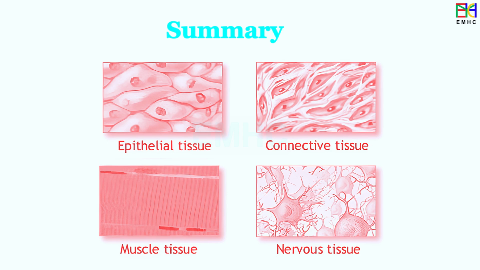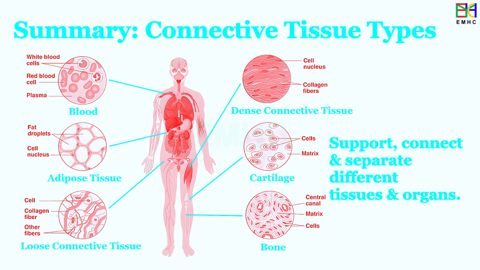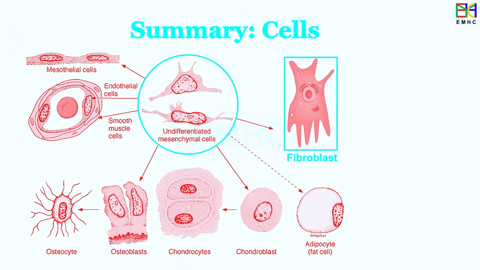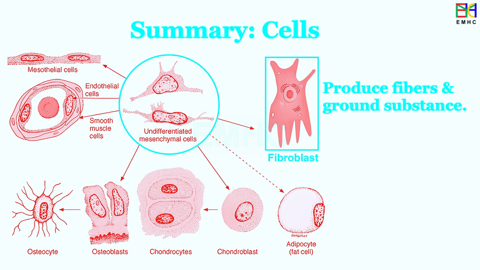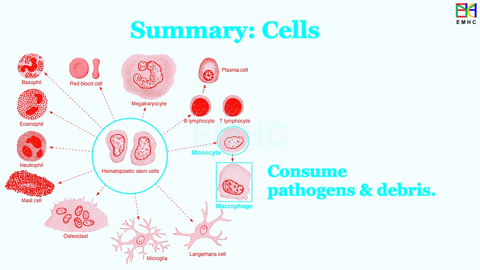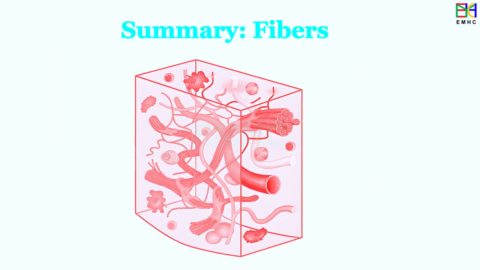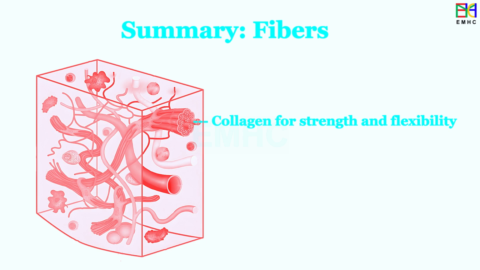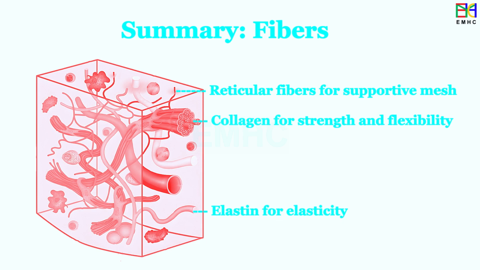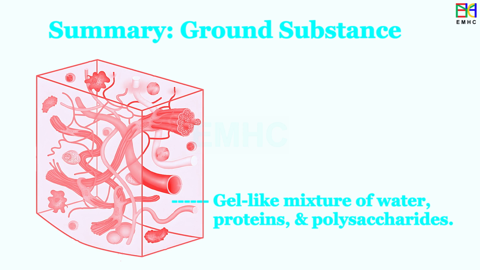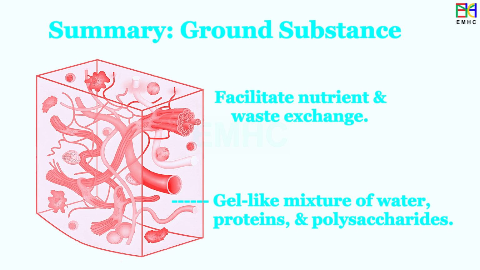In summary, connective tissue, along with epithelial tissue, muscle tissue, and nervous tissue, are diverse and vital components of the human body. Connective tissue supports, connects, and separates different tissues and organs in the human body. The primary cells in connective tissue include fibroblasts for producing extracellular matrix fibers and ground substance, macrophages for consuming pathogens and debris, and adipocytes for storing fat. The fibers in connective tissue include collagen for strength and flexibility, elastin for elasticity, and reticular fibers for forming a supportive mesh. The ground substance in connective tissue is a gel-like mixture of water, proteins, and polysaccharides that facilitates nutrient and waste exchange.